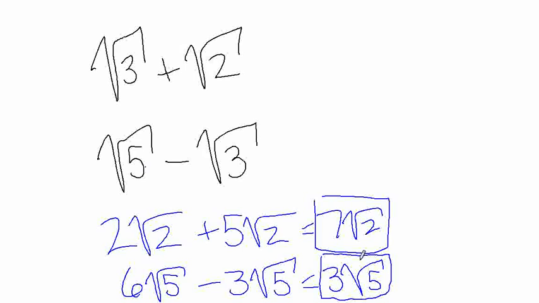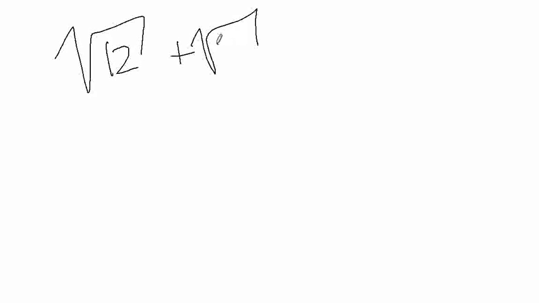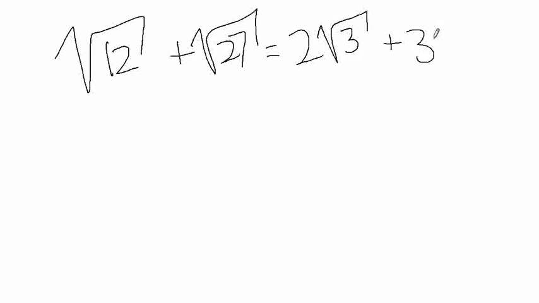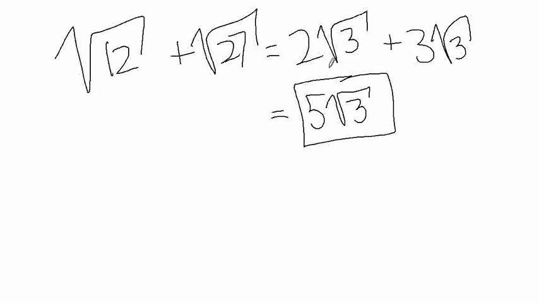Now, sometimes if you don't have radicals of the same kind, you can simplify radicals and they'll turn out to be the same kind after you simplify them. For example, suppose we were adding the square root of 12 to the square root of 27. Those are not the same kind. However, the square root of 12 we can write as 2 root 3, and the square root of 27 we can write as 3 root 3. And lo and behold, we can simplify that sum, and we get 5 root 3.